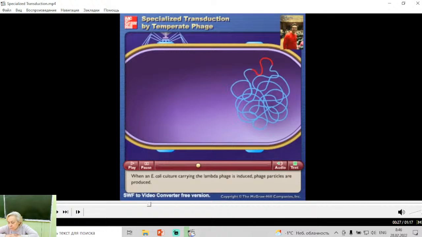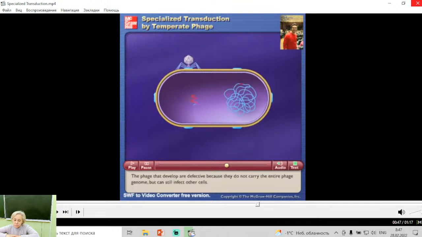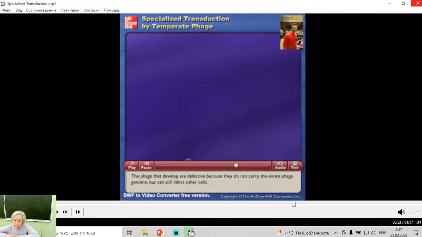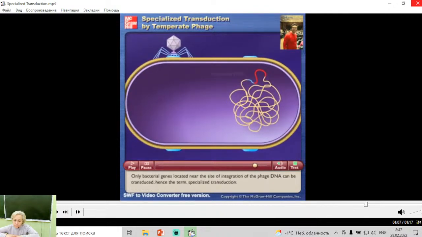When an E. coli culture carrying the lambda phage is induced, phage particles are produced. On rare occasions, a piece of bacterial DNA, for example the GAL gene, near the specific site of insertion remains attached to the phage DNA and a piece of phage DNA is left behind. The phage that develop are defective because they do not carry the entire phage genome, but can still infect other cells. The defective phage can attach to another bacterial cell and the DNA can be injected. Both phage and bacterial DNA now become integrated into the new host chromosome. Only bacterial genes located near the site of integration of the phage DNA can be transduced, hence the term specialized transduction.